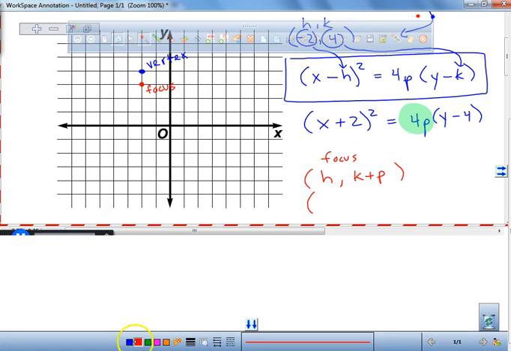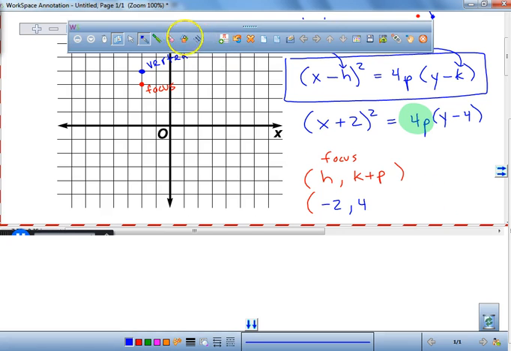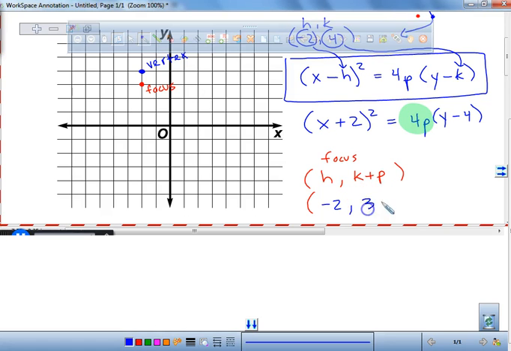Do we know our h value? It's -2, right? And do we know our k value? Our k value is a 4. But what was the y coordinate for our focus? Oh, 3, right? So k plus p equals 3. Our k value is a 4, plus p equaled a 3.